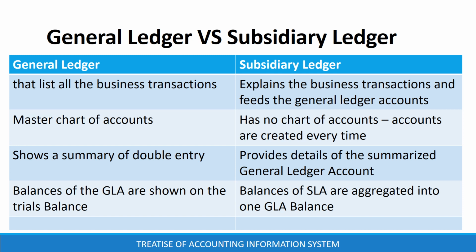A general ledger shows a summary of double entry transactions, whereas a subsidiary ledger provides detail of a summarized general ledger account. Lastly, at the end of an accounting period, all general ledger account balances are summarized in the form of a trial balance, while subsidiary ledger account balances are aggregated to form one specific general ledger account balance.